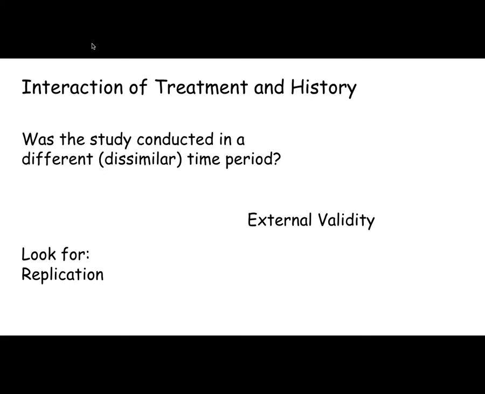And then interaction of treatment and history. Was the study you're reading done in a different, dissimilar time period? So was it done long enough ago that those results don't necessarily apply? So if you're studying technology, for example, a study that involved smartphones or cell phones from 10 or 15 years ago is using very different technology than studies that would be done more recently. And again, this is an issue of external validity. So yes, they got these results at this time period. Will you get similar results now? And there you're looking for replication again. Have other people recently replicated these results?